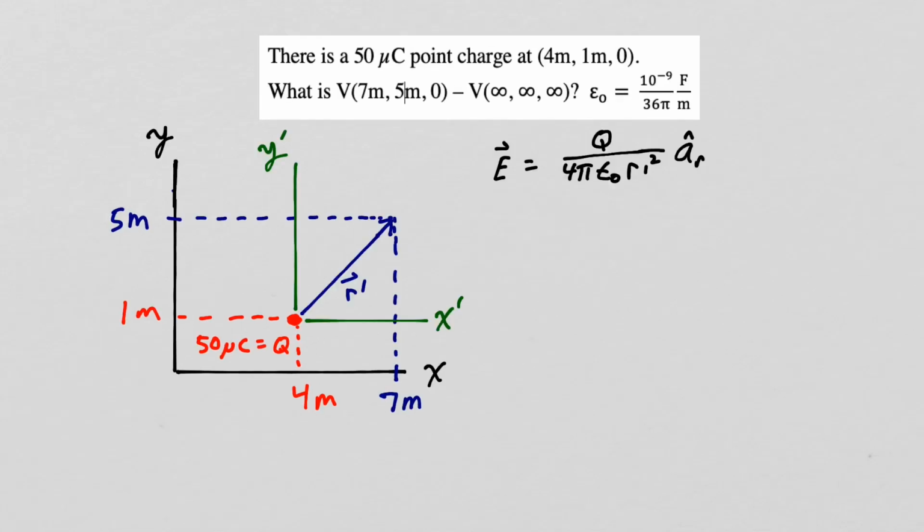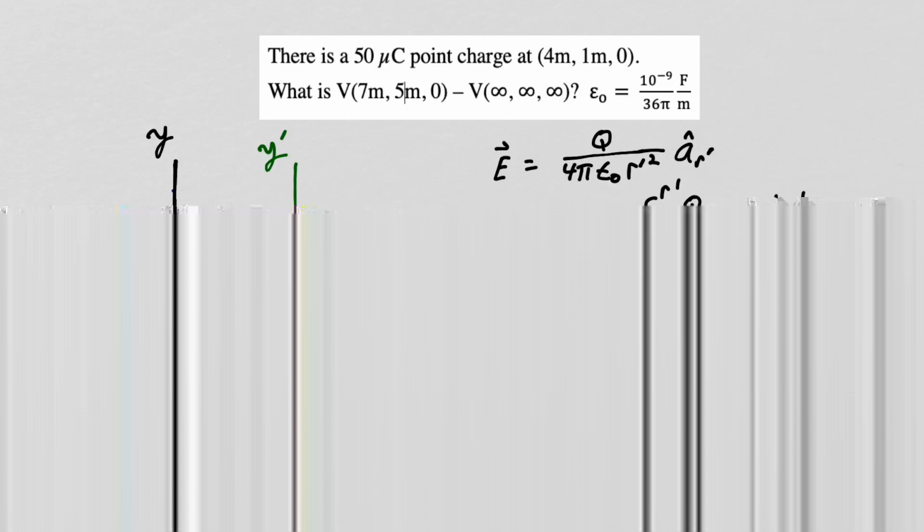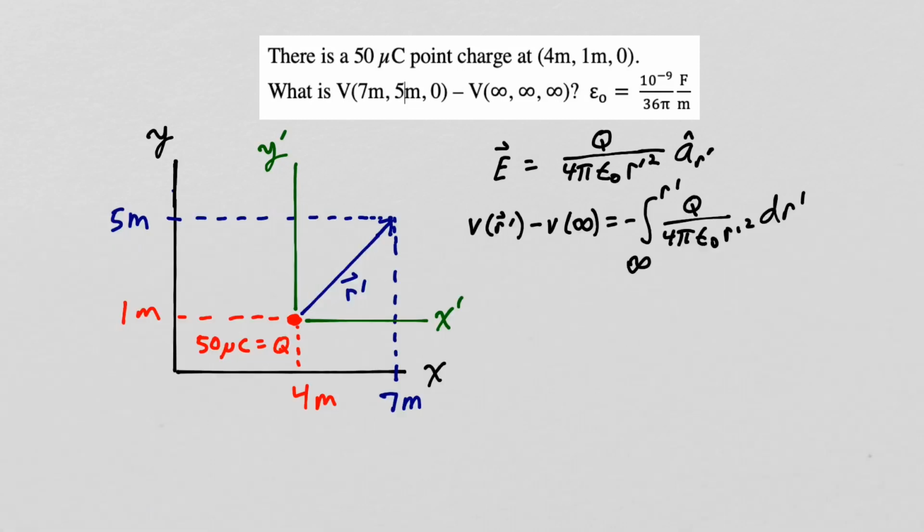Let's first recall the situation if Q was at the origin of a coordinate system, and I will use primes to designate that coordinate system. In our prime coordinate system, the electric field intensity is Q over 4 pi epsilon sub 0 r prime squared in the radial direction. The potential difference between the point at r prime and infinity is minus the integral from infinity to r prime of E dot dl.